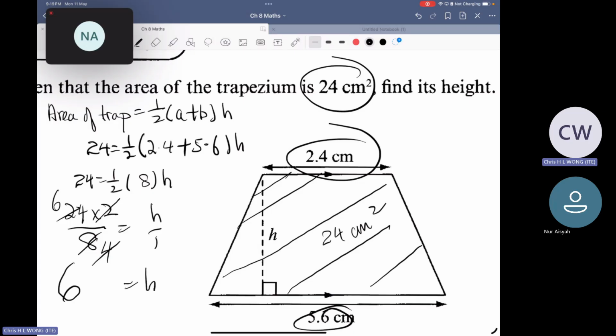6 what? You must write down. You don't write down the final unit, minus 1 mark. Final unit, you must make sure you put it down. Okay.